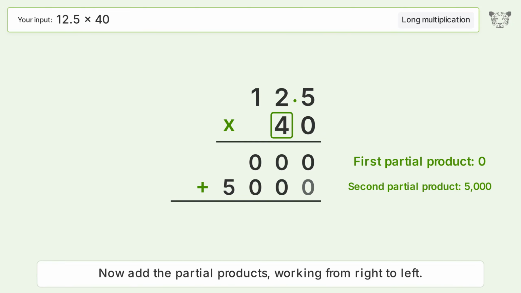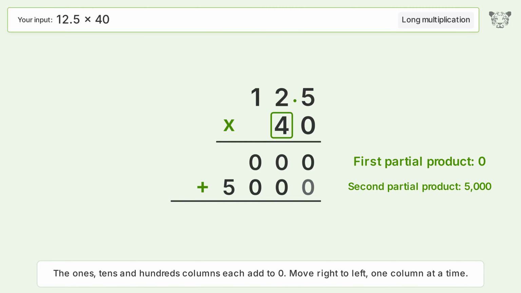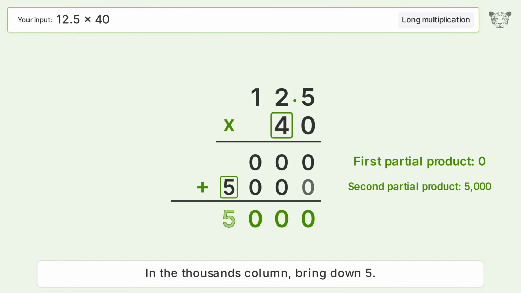Now add the partial products, working from right to left. The ones, tens and hundreds columns each add to 0. Move right to left, one column at a time. In the thousands column, bring down 5. The product of the whole numbers is 5,000.